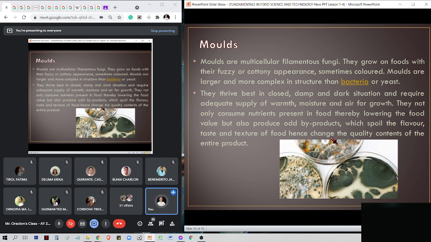Because remember, in food preservation, we are just extending the shelf life of the food. It will not last forever. There is still a specific time that tells when a food will last and when it can extend its life.